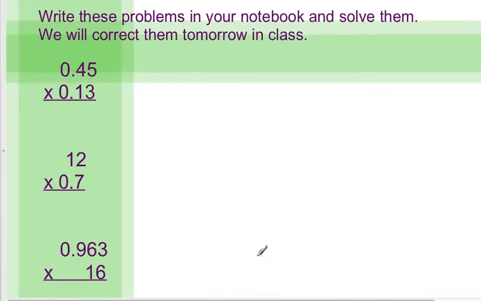Now, I want you to write these problems in your notebook and solve them. And we will correct them tomorrow in class. If you get to a point where you have some confusion, just stop. But remember, just do it regular multiplying and then add in the decimals. So this one, there will be 4 numbers after the decimal point. This one, only 1. And this one, there should be 3. And if you have any questions, jot it down and we will talk about them tomorrow.